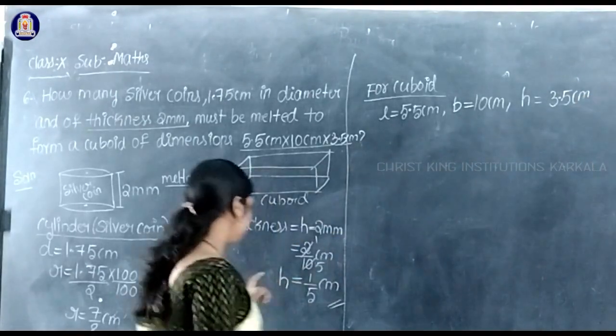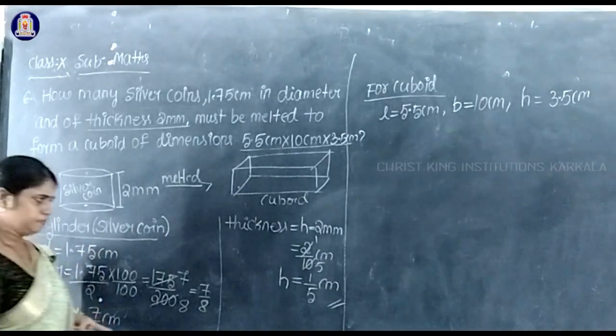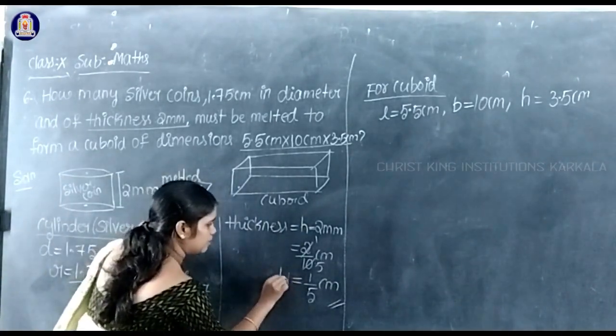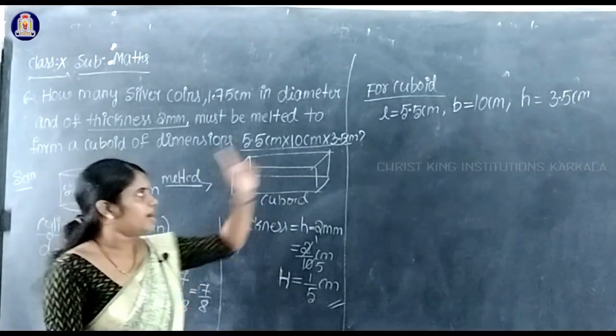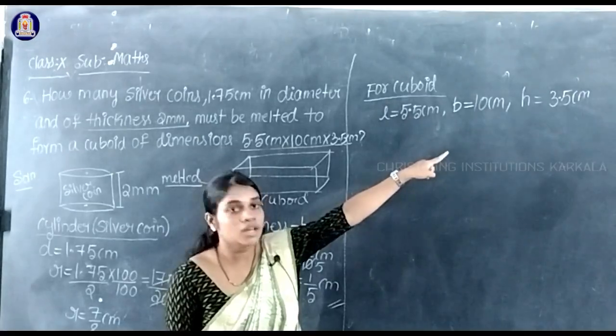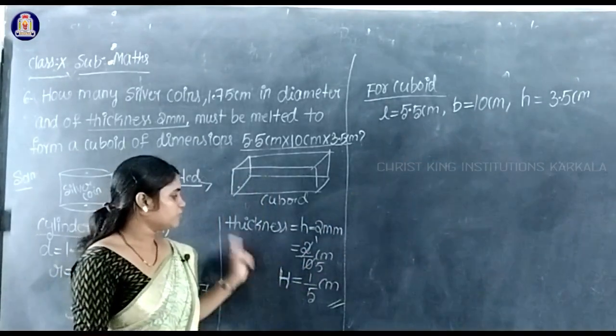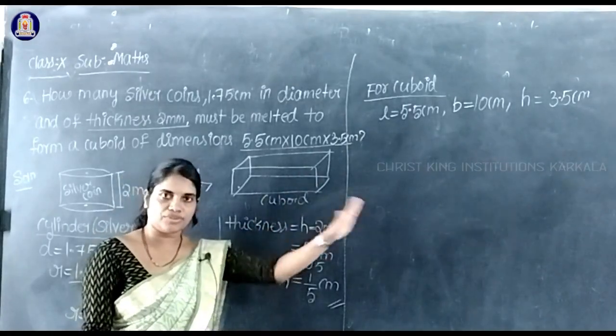But see students, we have a height for the cylinder also, isn't it? So shall I represent it by capital letter H? Because the height of the cylinder and the height of the cuboid are different. The height of the cuboid is 3.5, but the height of the cylinder is 1 by 5. So both are different, therefore I'll use a different symbol.